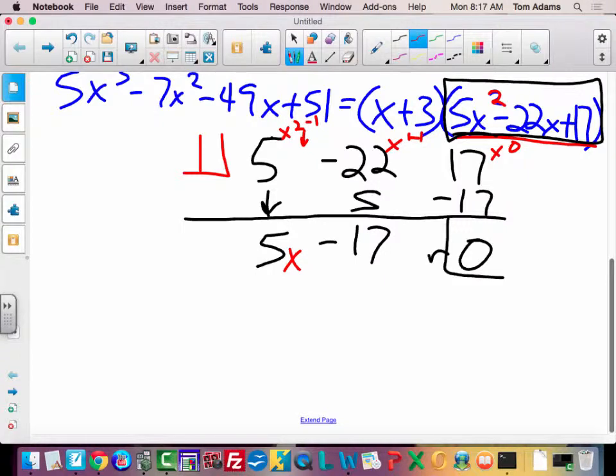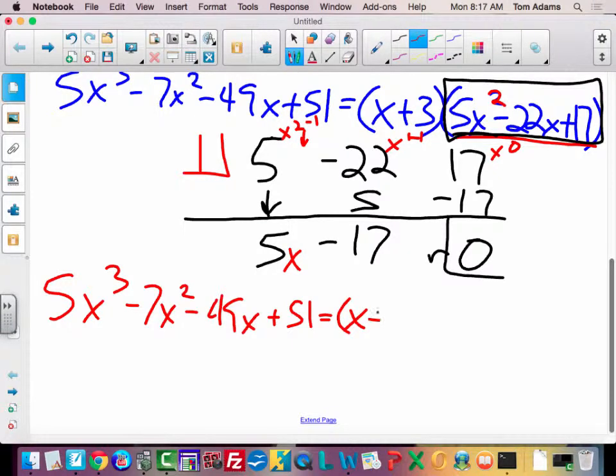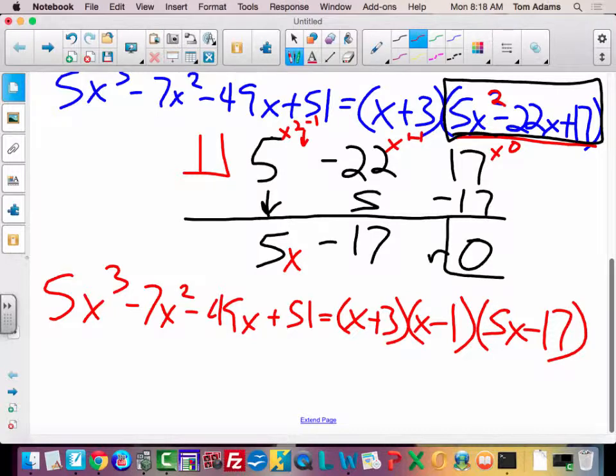Well, what does that mean? Well, what that means is that 5x cubed minus 7x squared minus 49x plus 51 is equal to x plus 3 times the quantity x minus 1 times the quantity 5x minus 17. And that's what they wanted us to do. Any questions? Do you have a question?